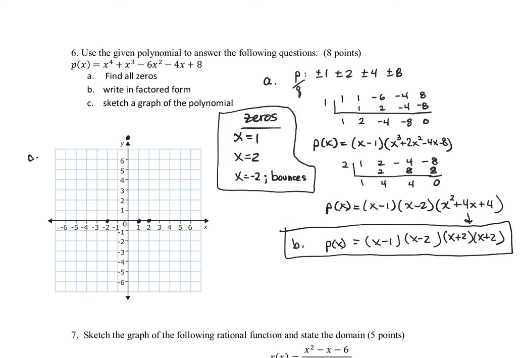So remember, with even degrees, both sides of the graph, the left side and the right side, are going in the same direction. And since we have a positive 1 as the leading coefficient, the graph is pointing upward. So the left side is pointing up and the right side is pointing up. So we need to figure out how to connect this left side to the right side.